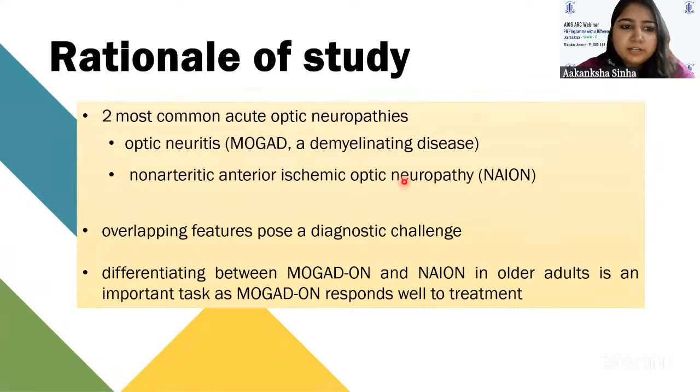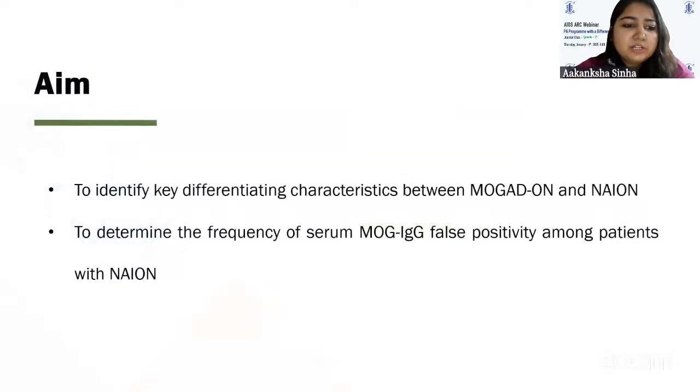This study was conducted to differentiate two of the most common causes of acute optic neuropathy, that is optic neuritis, in which this study is focused on MOGAD, a demyelinating disease, and the other one, non-arteritic anterior ischemic optic neuropathy. These two share overlapping features that pose a diagnostic challenge for any clinician, and differentiating them leads us to early treatment in the MOGAD group, which usually responds well to treatment. So the aim of the study was to identify key differentiating characteristics between these two diseases and to determine the frequency of serum MOG IgG false positivity among patients with NAION.